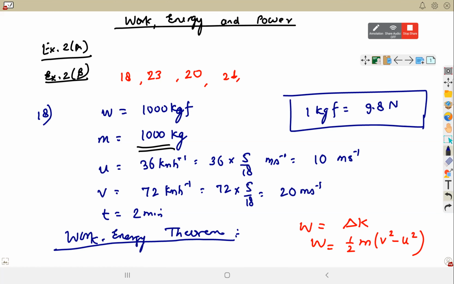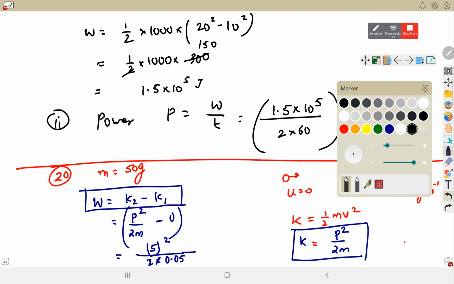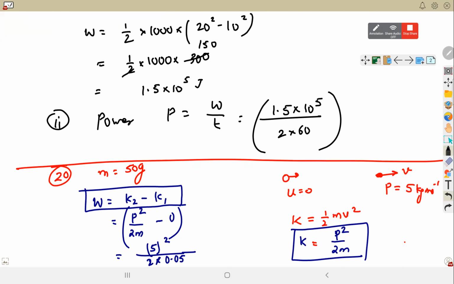Question number 18 we discussed last class also. Question number 20 is related to the same topic. Work done is seen in kinetic energy, but to calculate kinetic energy, momentum is given in place of mass. So in terms of momentum, the formula for kinetic energy is P square by 2m. Right? Okay. Next is question number 21.